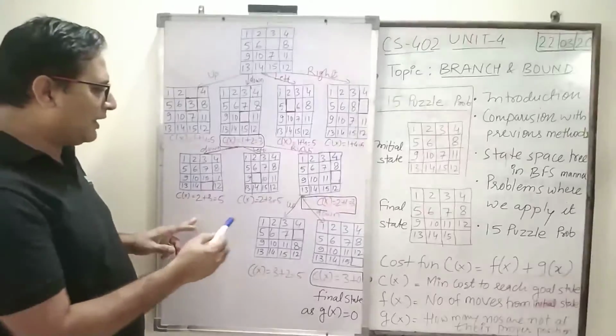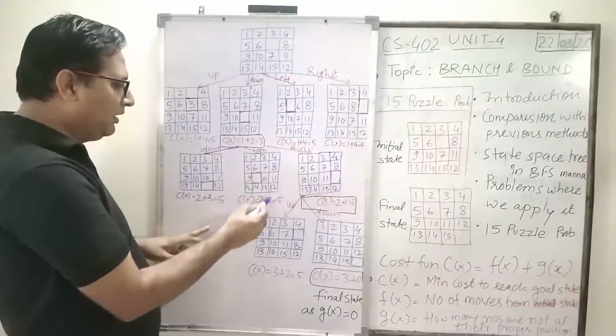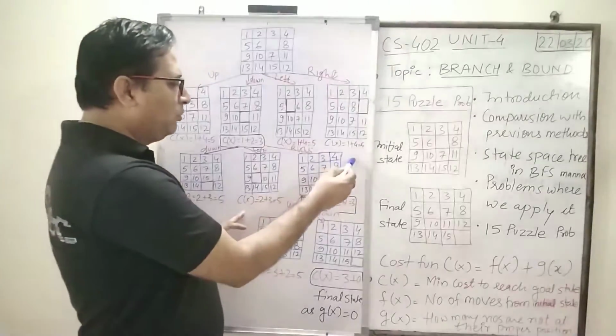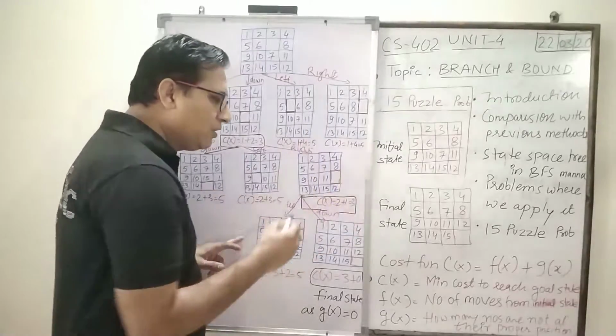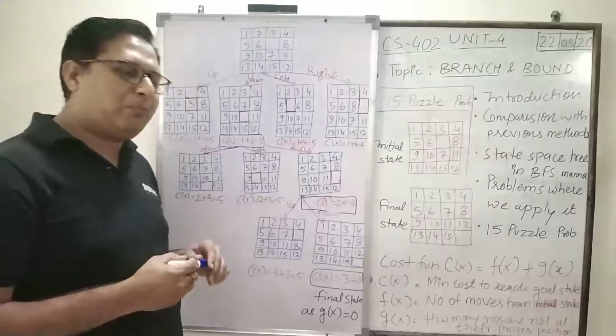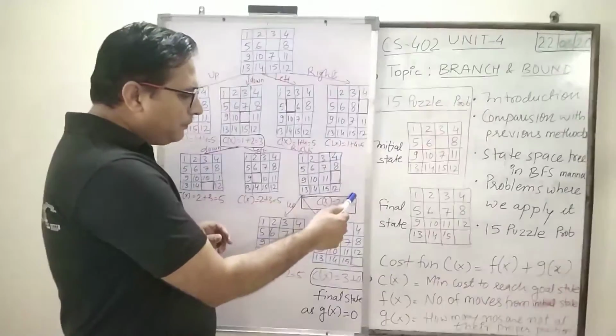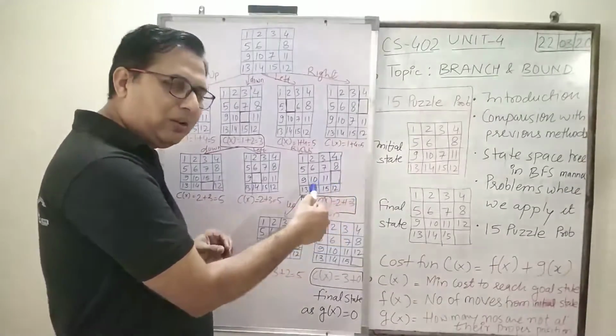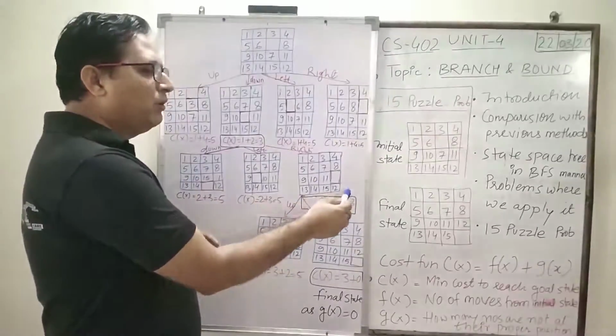The same way we will calculate for the left movement. Here the C of x value is 5. And for the right movement, here the C of x value is 3. So similar to the previous step, we have calculated the cost, and now we will choose this node for further exploration.